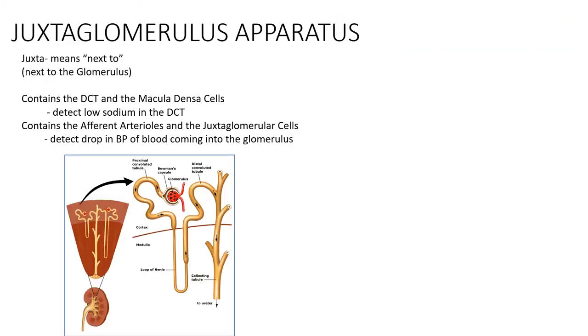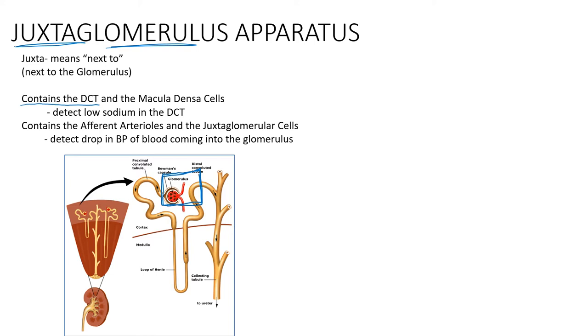So let's take a look at this big word here, the juxtaglomerular apparatus. If you just look at the word parts here, juxta means next to. Well, now what the heck is this apparatus next to? Well, juxtaglomerular, it's next to the glomerulus, which is the first piece of where that blood comes into the nephron. Now, within the juxtaglomerular apparatus, there are a few pieces that we need to be aware of. So when we talk about the juxtaglomerular apparatus, it is this area right here.